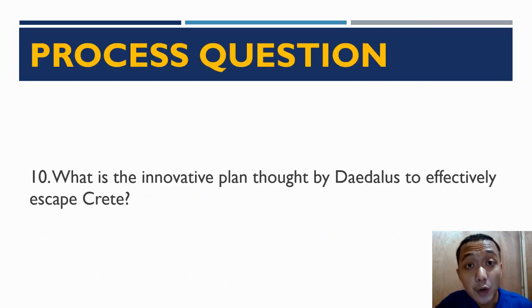And for the process question, number 10. What is the innovative plan thought by Daedalus to effectively escape Crete? Next.